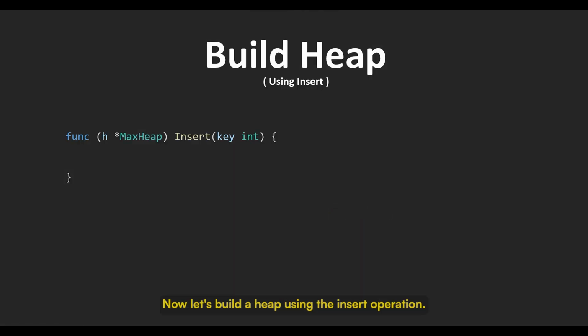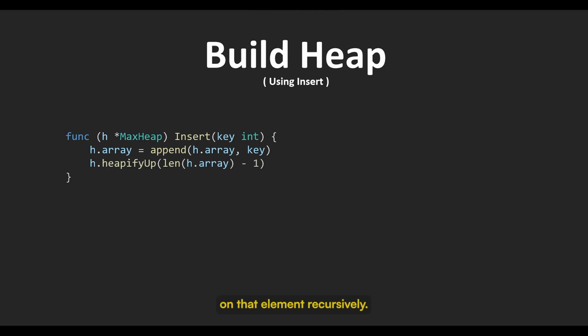Now let's build a heap using the insert operation. If we are given an array of elements which need to be inserted into a heap, we would first append it at the end of the array and then perform the heapify up operation on that element recursively. This will make sure that at any point the max or the min heap property is satisfied by the whole heap. As discussed in the last video, which you can check out here, it takes O(n log n) time.